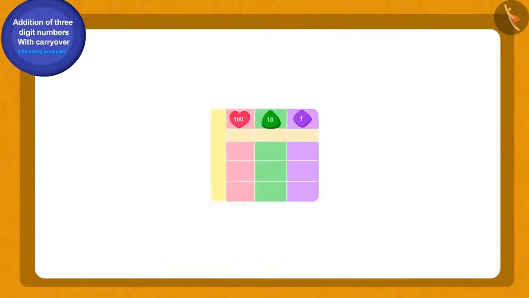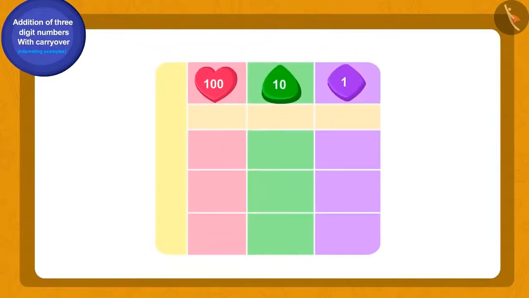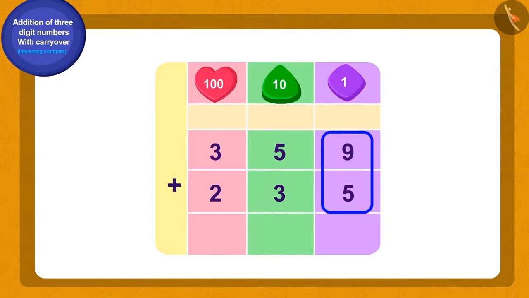Come, this time we should use this token without adding it. First, we will write 359 and 235 using the places of hundreds, tens and ones like this. Is this right? What shall we do now? We will add numbers written in place of ones.